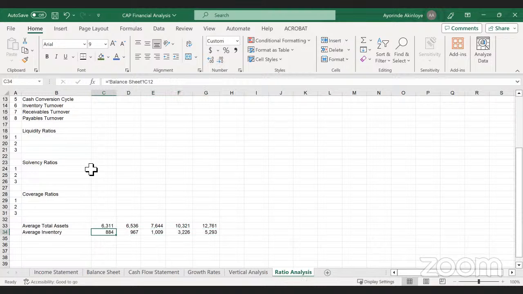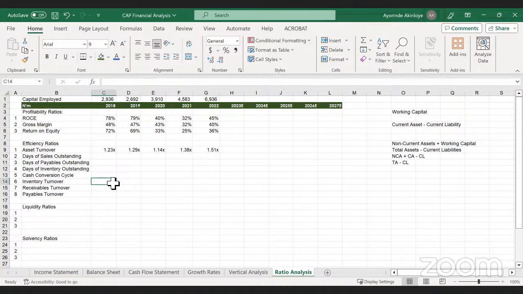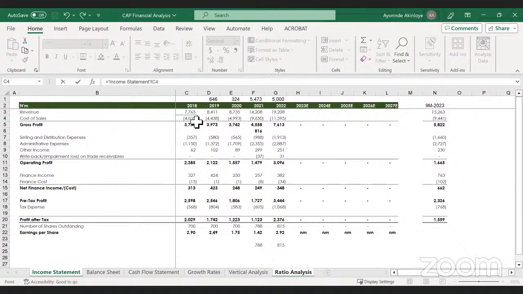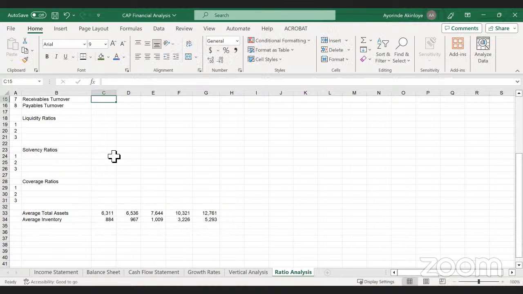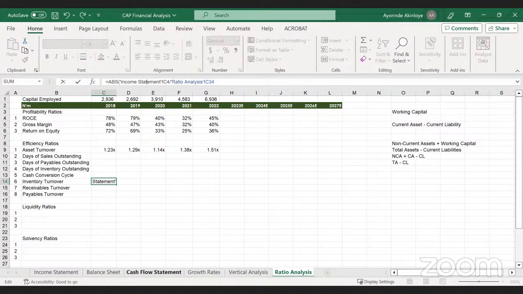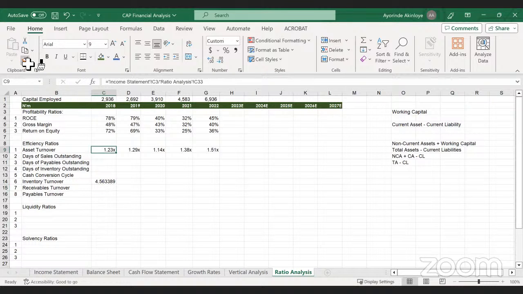And then this is our average inventory. So for inventory turnover, we do cost of goods sold divided by average inventory. It will give you a negative figure, but you look at the figure in positive terms. The reason it has a negative figure is because cost of goods sold is a negative. So to remove the negative, I'm going to put the absolute function in front and get it this way. Then I want it in times, and I drag across. This is my inventory turnover.